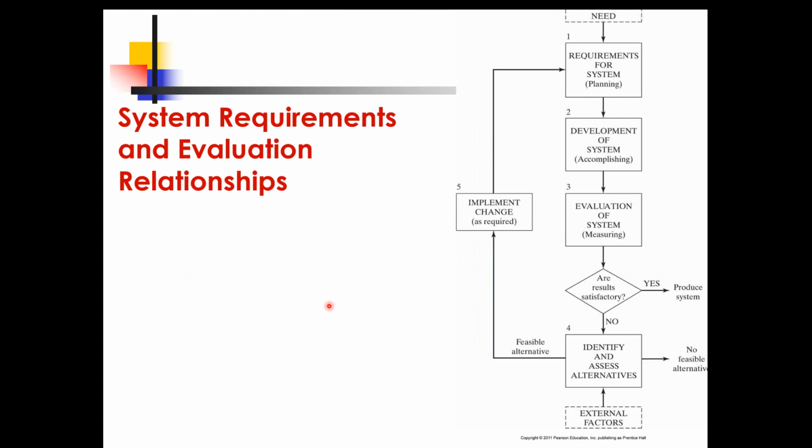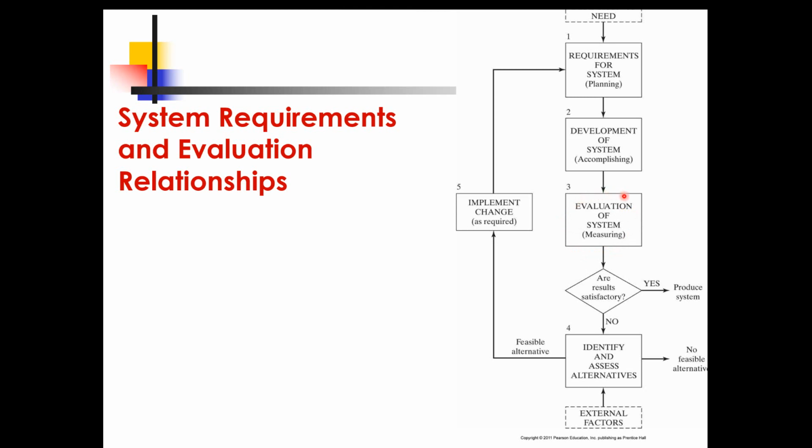So to start, we're going to go back and look at the whole flow that we have been discussing in this course, starting with the definition of need and getting good requirements, then actually doing the development of the system, and then the evaluation. So we're actually going to talk about the differences between test and evaluation and validation, but at a high level.